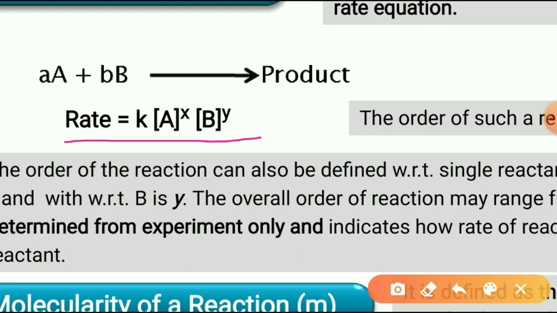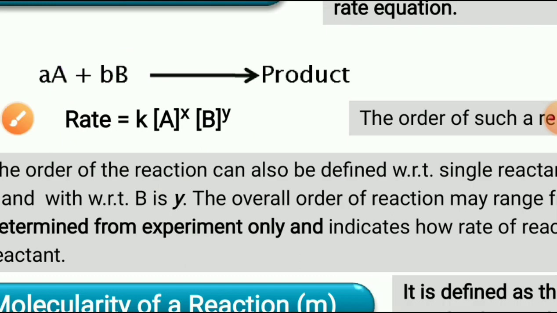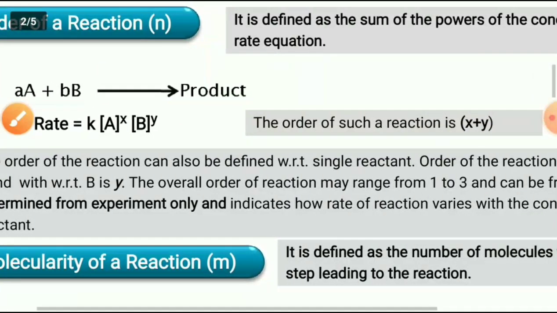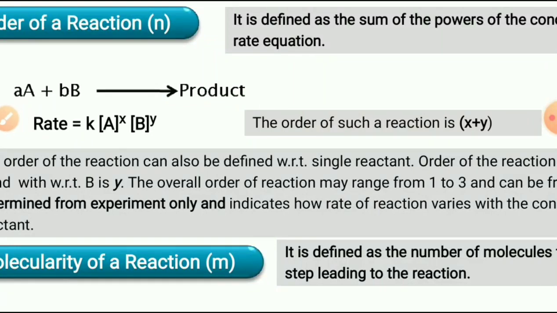Here x and y are the orders of reaction with respect to A and B. So x represents the order of reaction with respect to A, and y represents the order of reaction with respect to B. If you sum these two, x and y, we will get the order of the entire reaction. So x plus y gives the order of the above reaction.